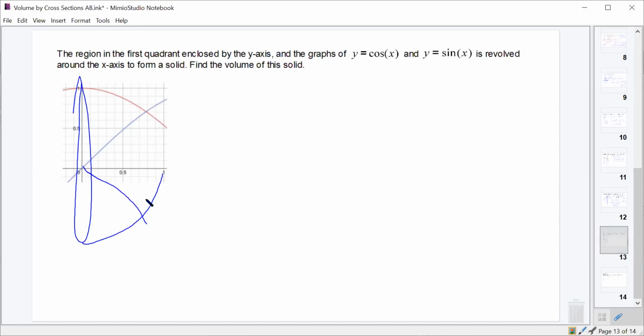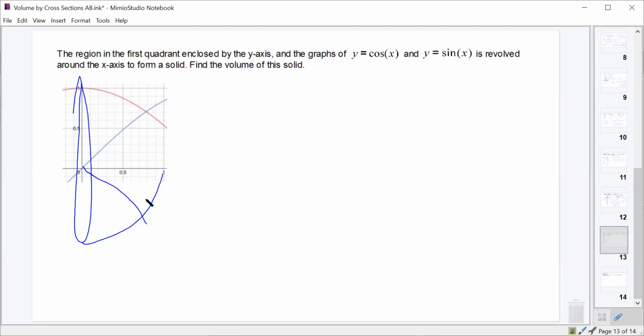Good or no? I believe in the last unit, we found the area of this little region, but now we want to revolve it and find the volume. So what do we have to do to find this volume?